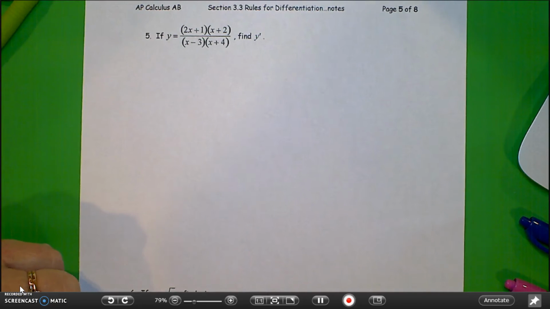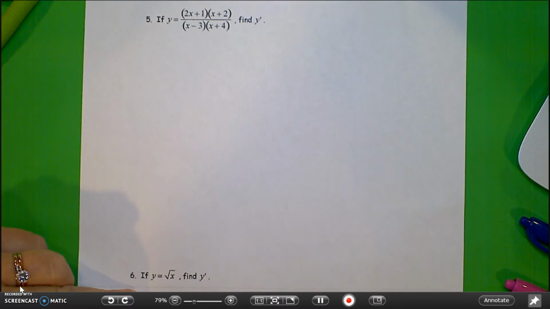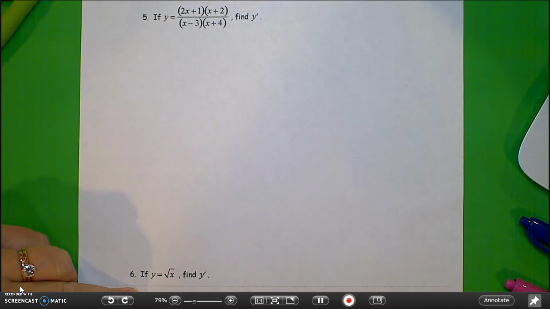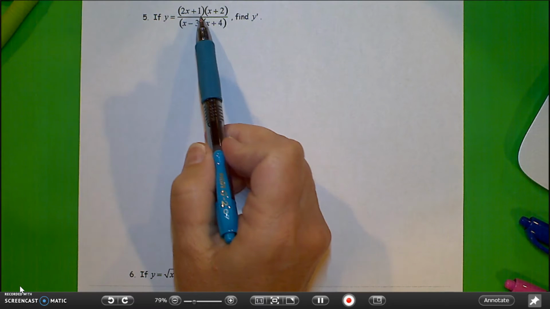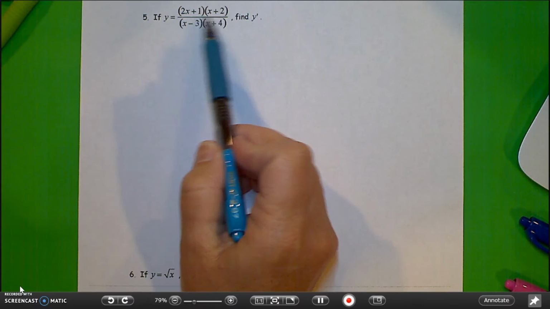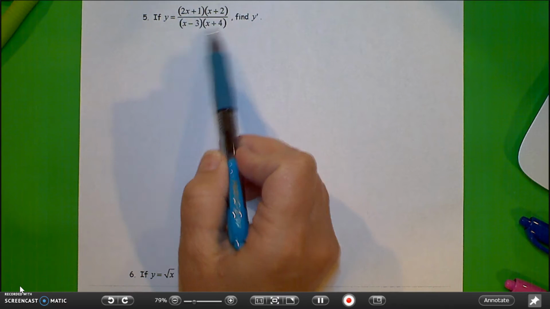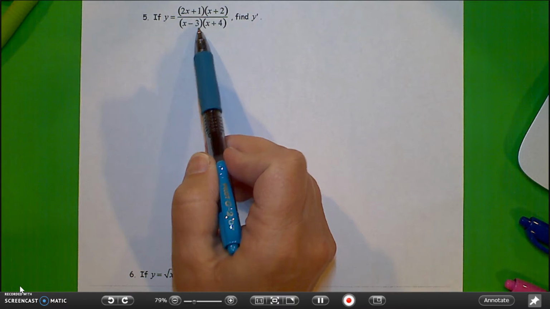Alright, this is section 3.3, page 5. We're going to do this problem. Looks like a pretty complicated problem. There are a couple ways to approach it. What I'm going to show you first is to actually FOIL out the numerator and denominator and then use the quotient rule.